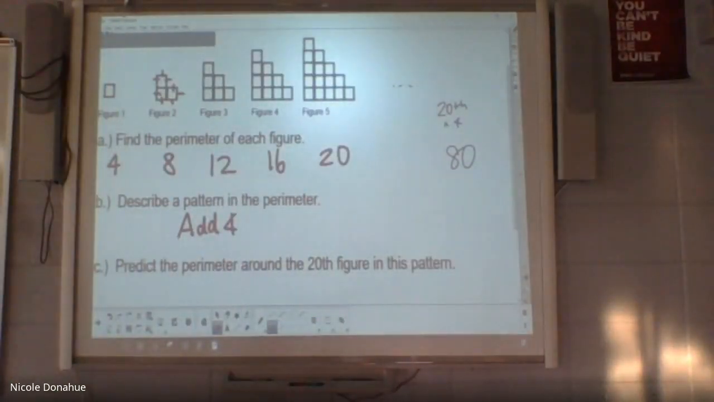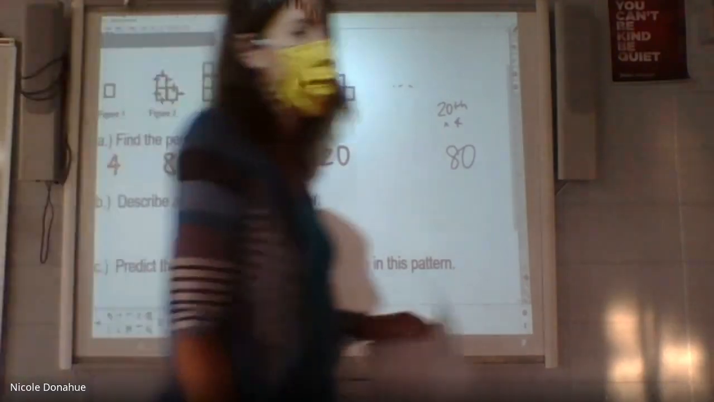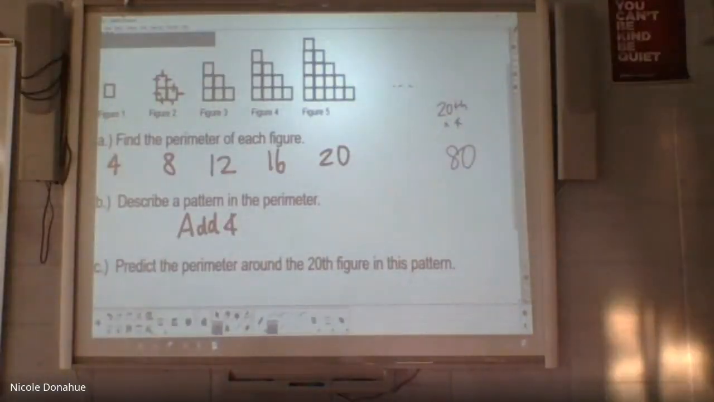So noticing that there's a lot of different things you can do with these patterns, and they can ask you different questions about them, and you don't have to be afraid when it's saying, oh, the 20th, gosh, I'm going to have to be doing a lot of drawing. Sometimes there's a shorter way to go about that.